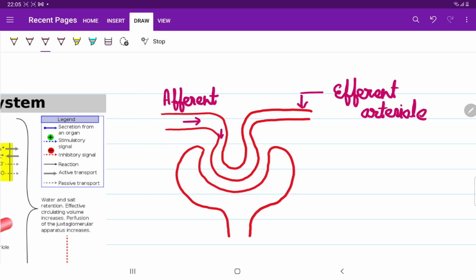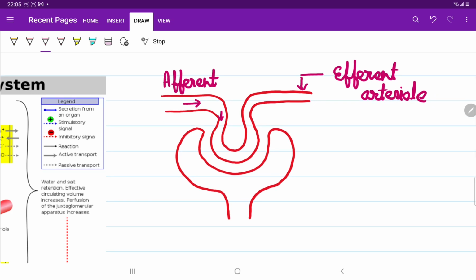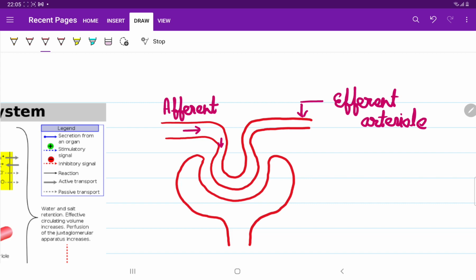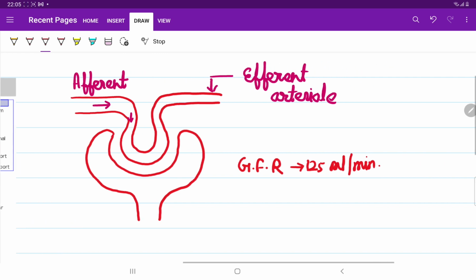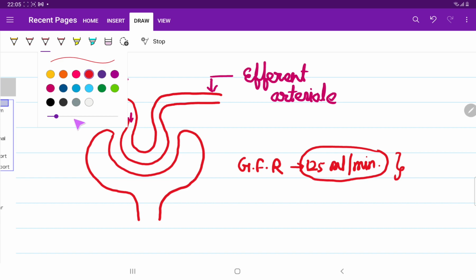The volume of blood which comes into the nephron for filtration per minute is called glomerular filtration. The volume of blood filtered by all nephrons of the kidney per minute is called glomerular filtration rate, and this glomerular filtration rate is 125 ml per minute. So our kidneys filter blood at 125 ml per minute.